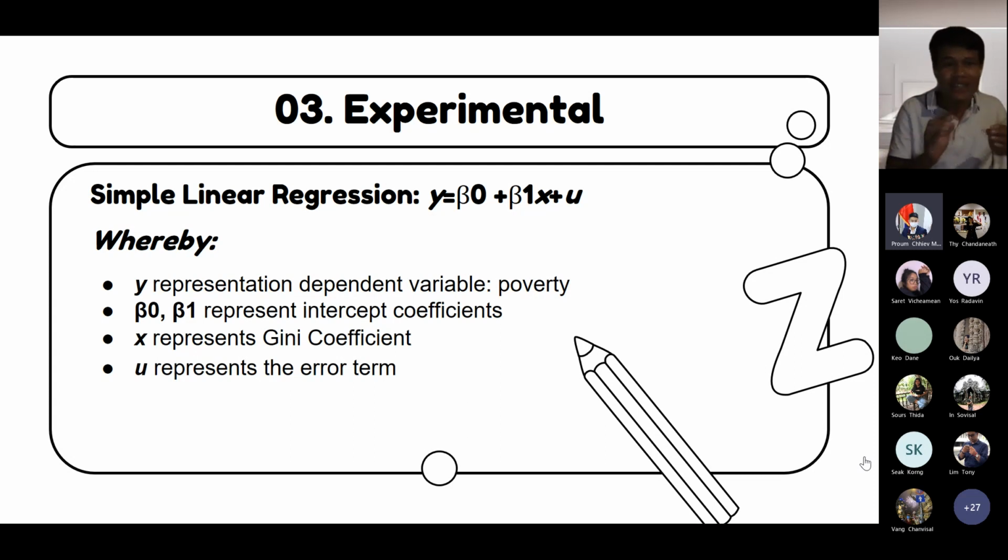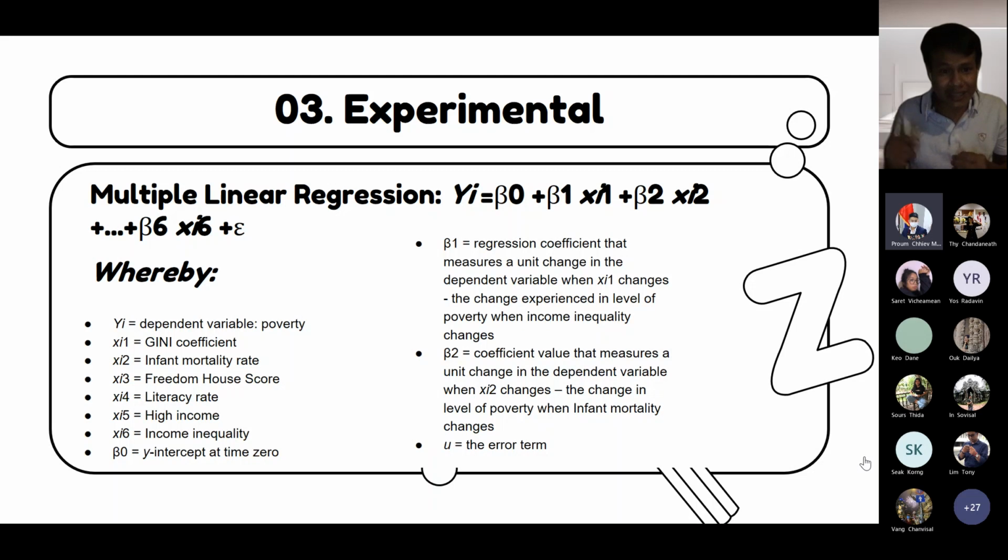All right. The author mentioned that simple linear regression could produce an unbiased estimate of delta 1 only if all assumptions are met. But all assumptions are not met, so the author decided to use multiple linear regression. Next slide, please. With this multiple linear regression, the author incorporates more independent variables. Rather than using only one X, inequality, on poverty, they also add, what are they? They add infant mortality rate, freedom of household, literacy rate, and high income.